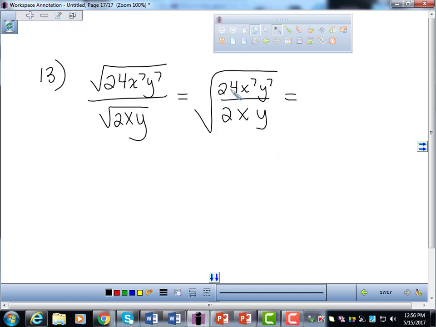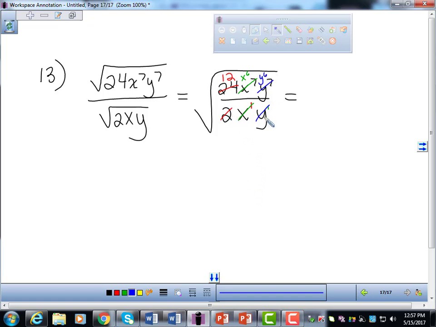So how many times will 2 go into 24? 12 times. So we're going to reduce that. You've got x to the 7 in the numerator and x to the 1 in the denominator. You subtract those exponents when the base is the same. So 7 take away 1 would be x to the power of 6. Same thing with the y here. We have y to the 7th over y to the 1. You just subtract those, and you get y to the power of 6.